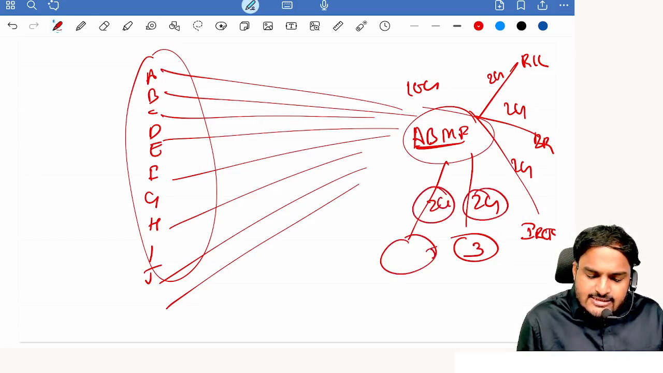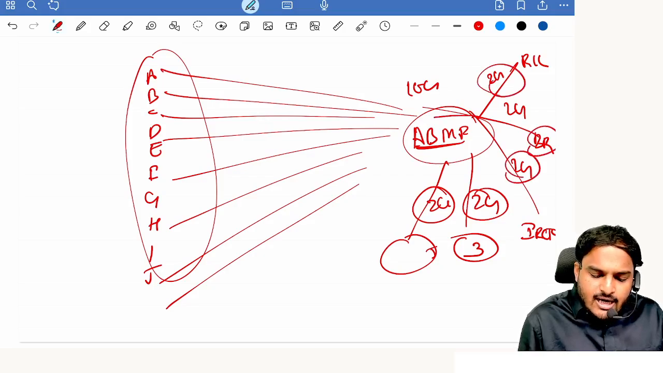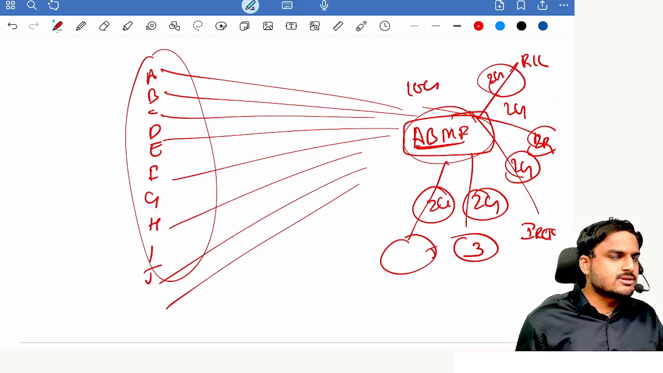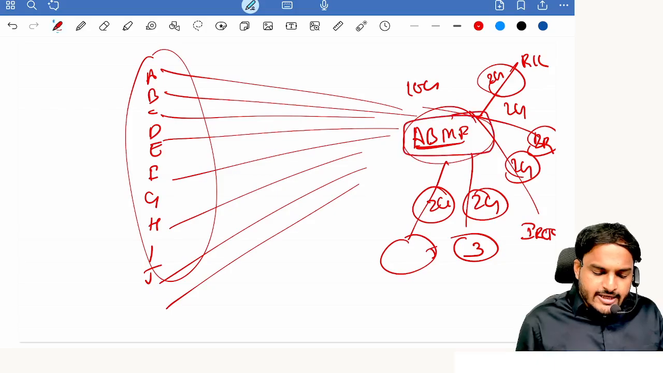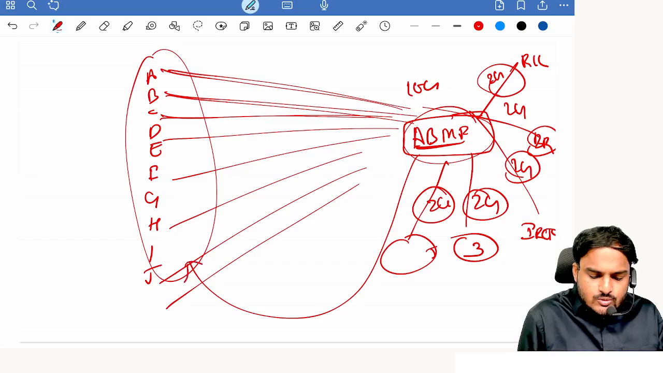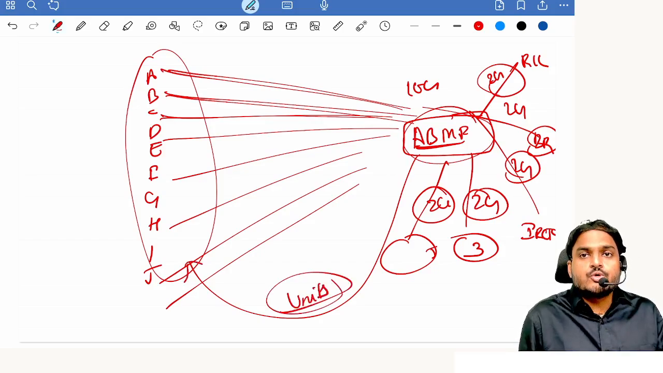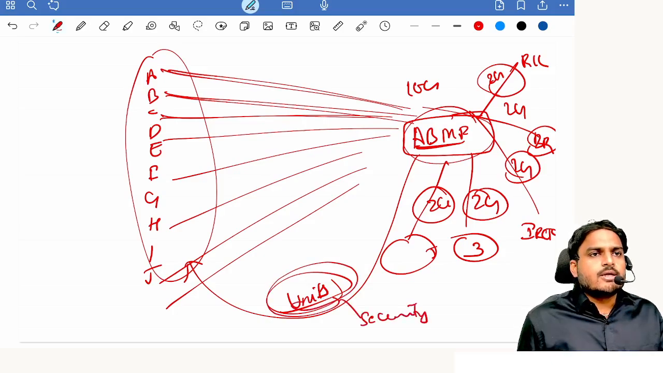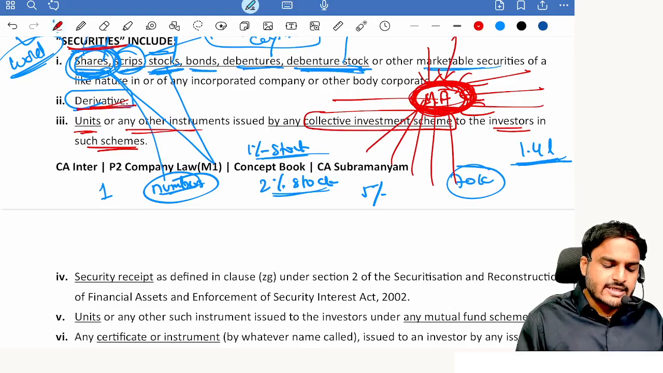Against these investments, Aditya Birla mutual funds will get shares. Shares are also considered as securities. Next, against investments by the small investors, Aditya Birla mutual funds will issue units. And these units are also called securities. Everyone getting my point, students? Everyone. So with this, I conclude this session.